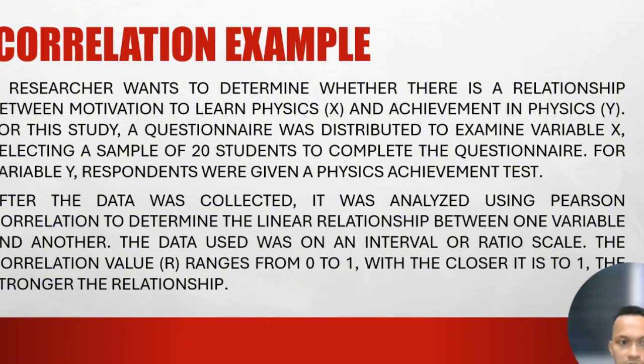You can see that a researcher wants to determine whether there is a relationship between motivation to learn physics as X and achievement in physics as Y. A questionnaire was distributed to examine variable X, selecting a sample of 20 students to complete the questionnaire. For variable Y, respondents were given a physics achievement test.